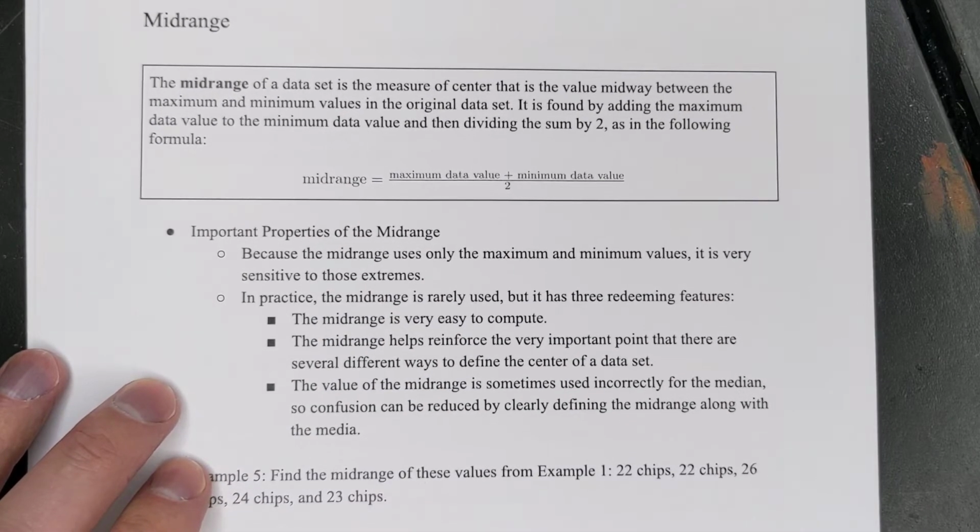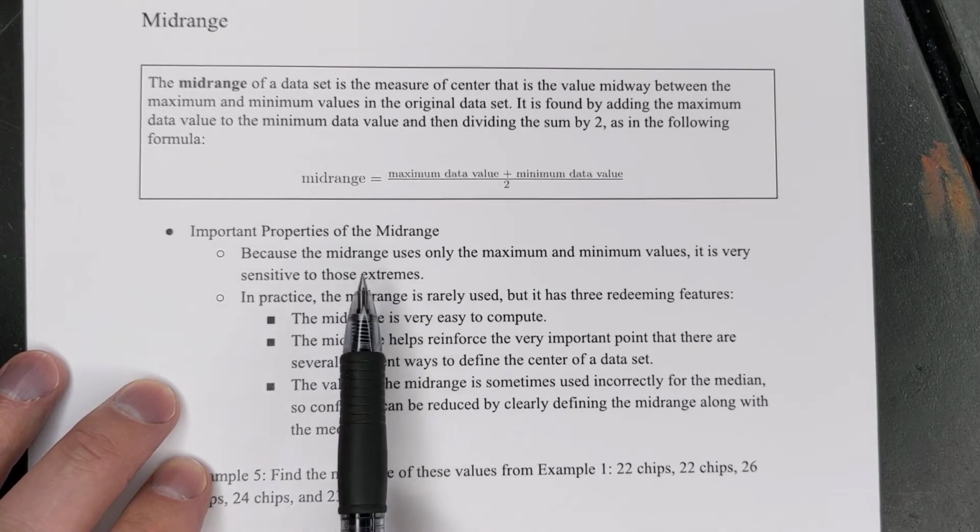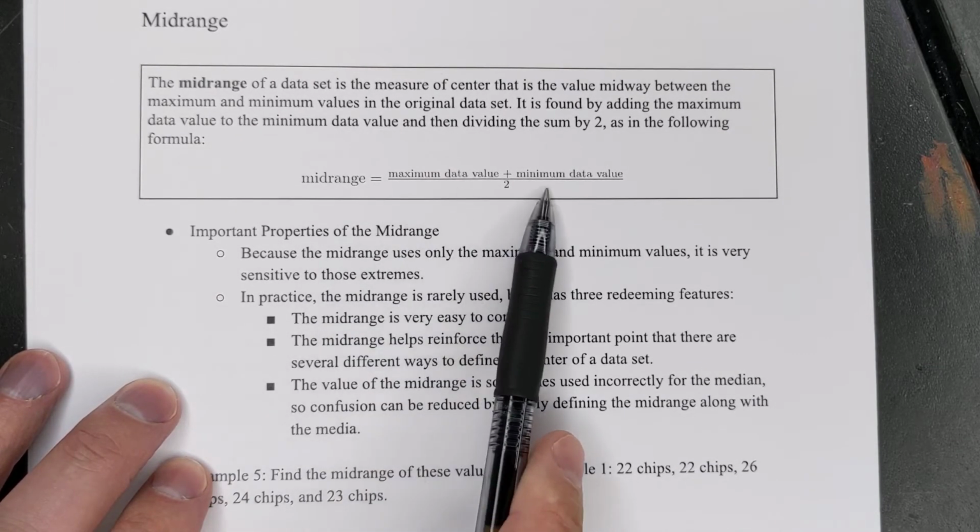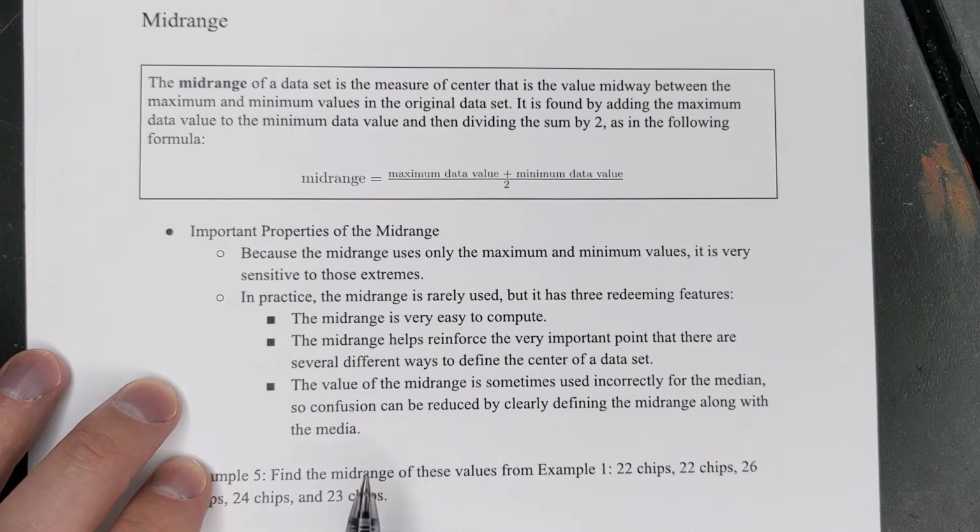Because the mid-range only uses the maximum and the minimum values, it is very, very sensitive to the extremes, meaning it's very easy to affect the score by the outlier. So we normally don't use this a whole lot. The only reason you would is it's very easy to compute. Just as an example of another way to do this.